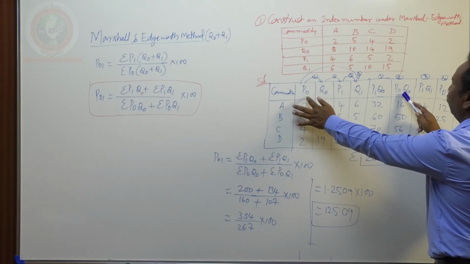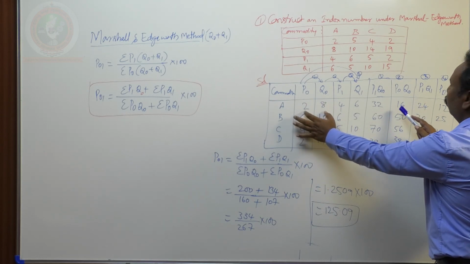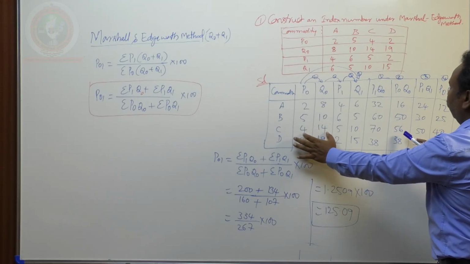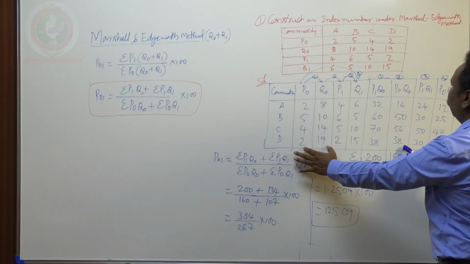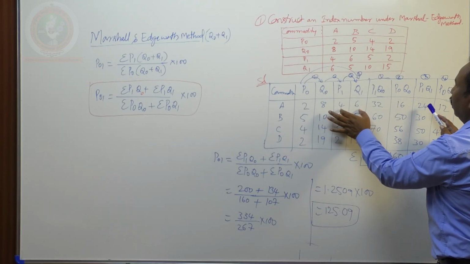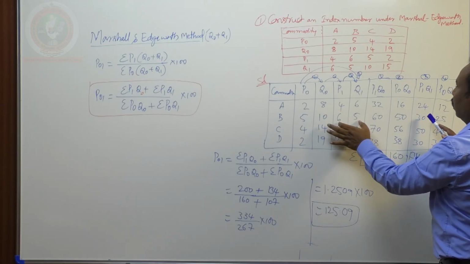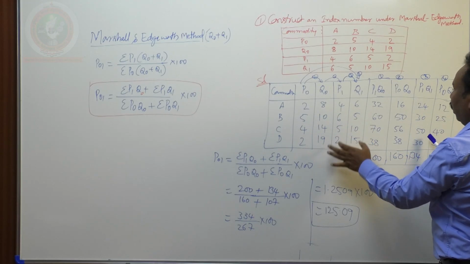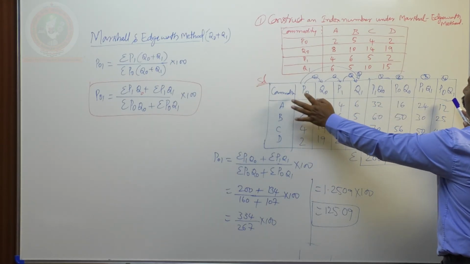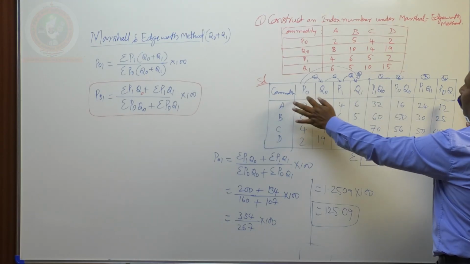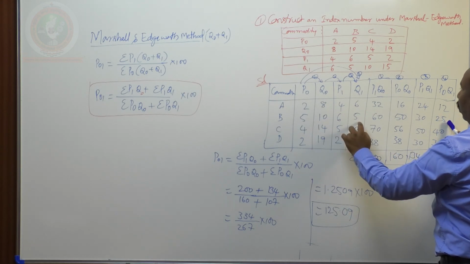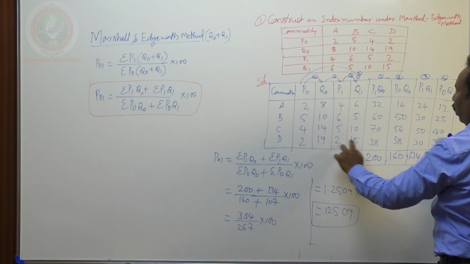Then P0 Q0, multiplication of these: 2 into 8, 16, 5 into 10, 50, 4 into 14, 56, 2 into 19, 38. Then after that P1 Q1, so multiplication of these: 4 into 6, 24, 6 into 5, 30, 5 into 10, 50, 2 into 15, 30. After that P0 Q1, that is the first column and fourth column. So, 2 into 6, 12, 5 into 5, 25, 4 into 10, 40, 2 into 15, 30.